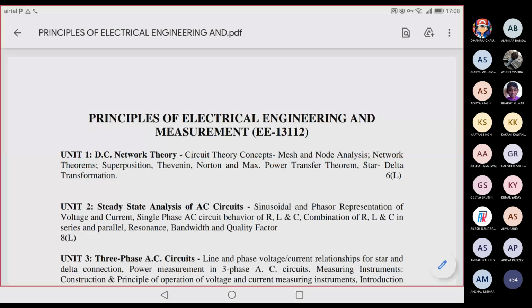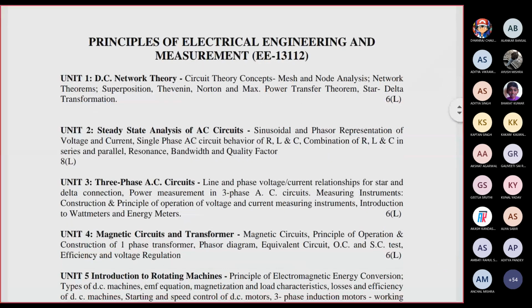Then in unit 2 we will study about the steady state analysis of AC circuits. In this part, basically we will talk about the RLC circuit and how it behaves when AC supply is applied across the RLC circuit, or it may be a combination of either R resistance or inductance, or simply it may be an LC circuit.